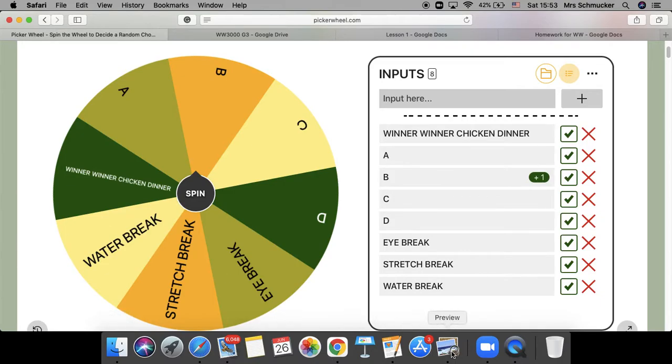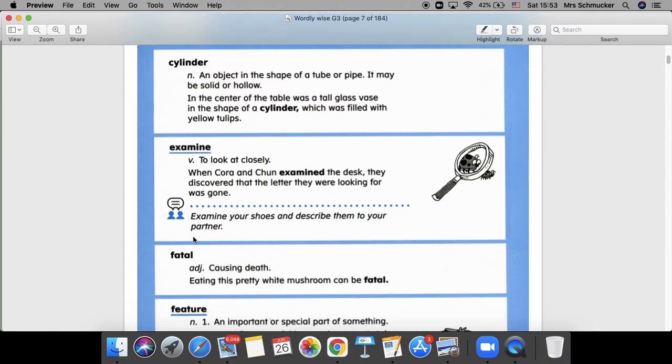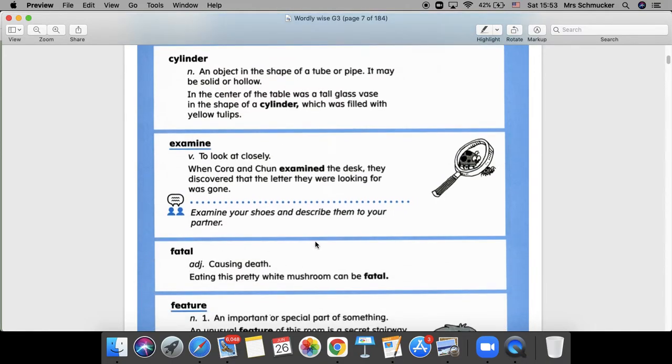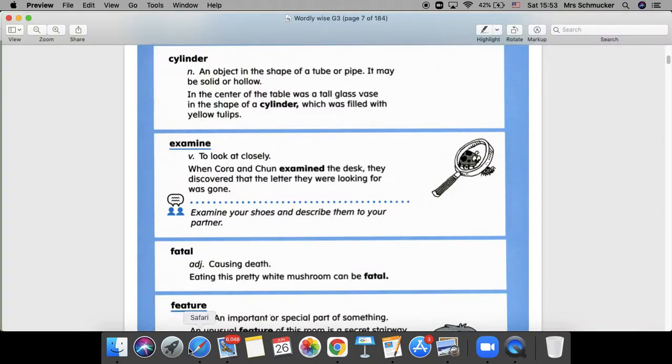All right, and then you go back to the PDF, and then you have, okay, B, it's your turn to read the word "fatal," for example, right? And then the kids read it, and then we move on to the next student. So the wheel decides who reads, and then every so often you have an eye break, stretch break, water break, or everybody break. It's up to you. Okay, you can be creative here.